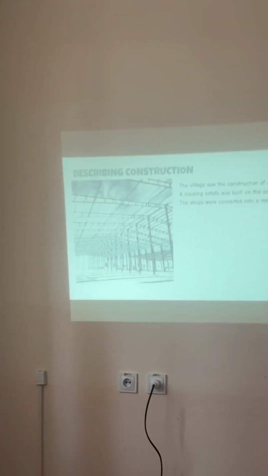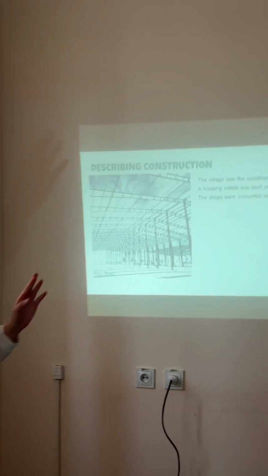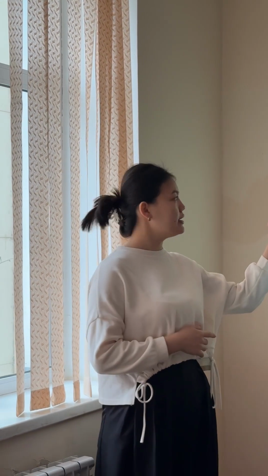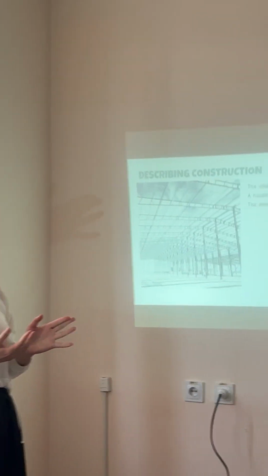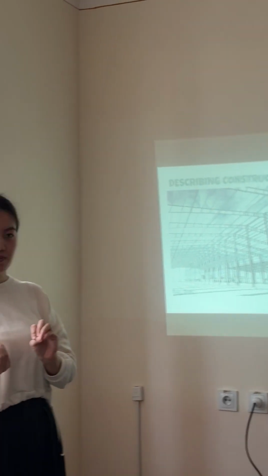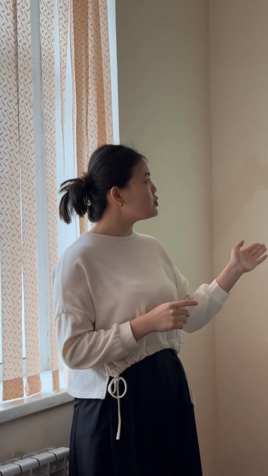If you have this kind of construction in your map, the PPT gives you one example of how to write the changes in construction. Well, the first one: the village saw the construction of a new school. And the second one: a housing estate was built on the eastern side. And the last one: the shops were converted into a restaurant.